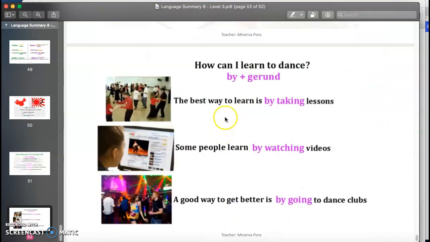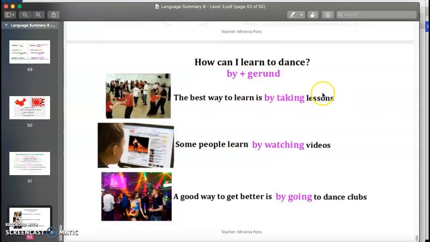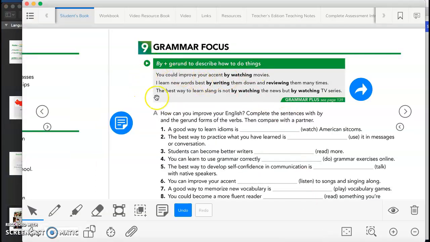Here we have another example. How can I learn to dance? The best way to learn is by taking lessons. Some people learn by watching videos. A good way to get better is by going to dance clubs. So as you can see in here, and also in the book, we are talking about a problem. And then with the by plus gerund, I am giving you a solution for the problem that you are giving me.